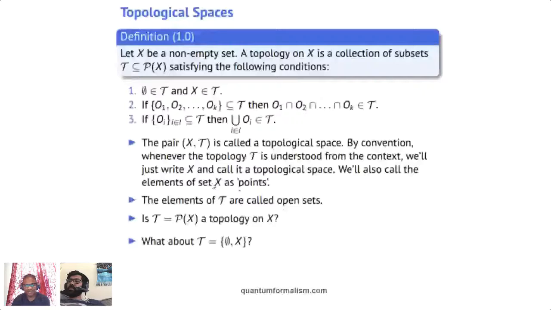So that's it really. This is what a topology is. A topology is a sub-collection of the power set of X that satisfies these three conditions. If it fails to satisfy them, then it's not a topology. So the simple question is: if we make T equal to the power set itself, is it a topology on X? Let me check the chat.